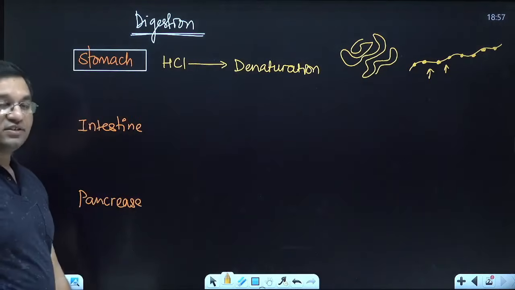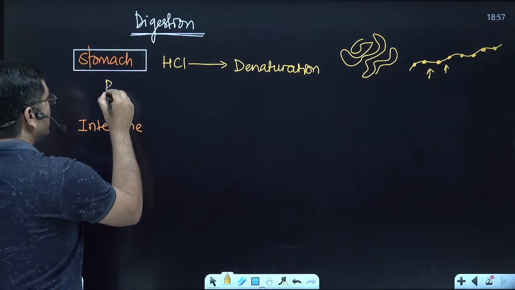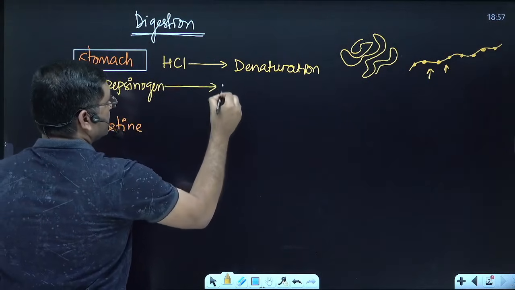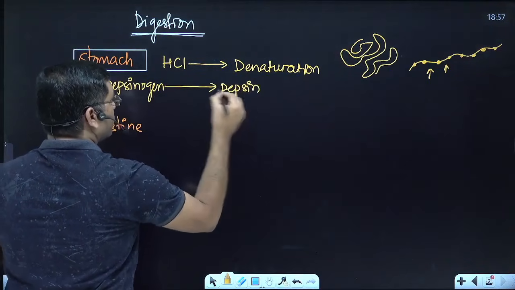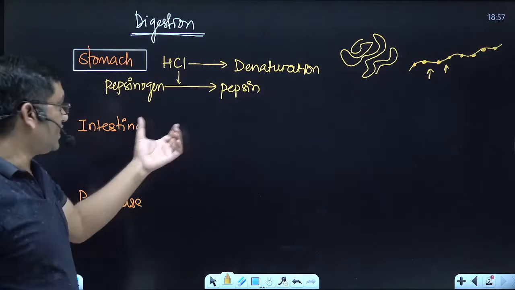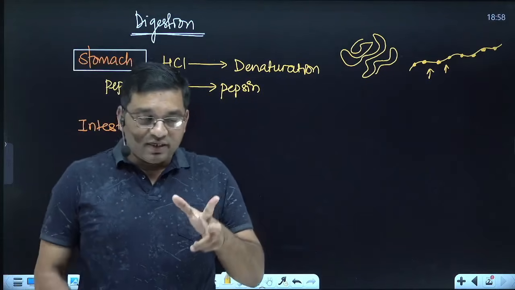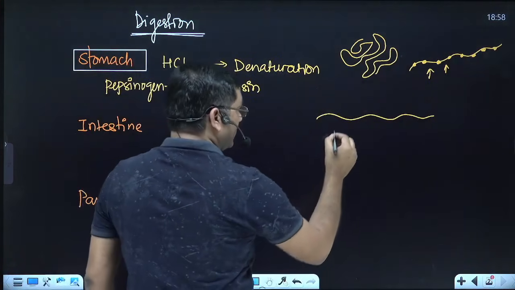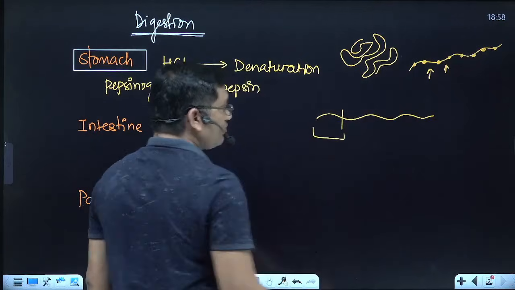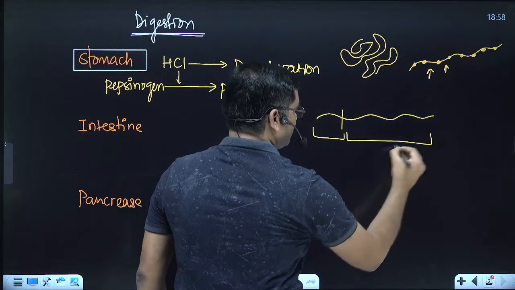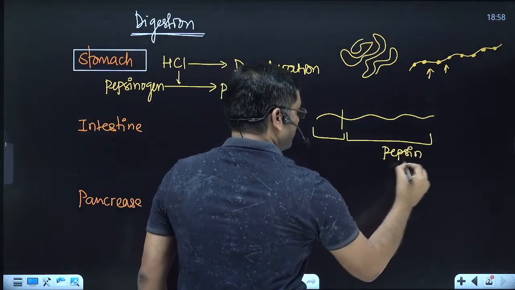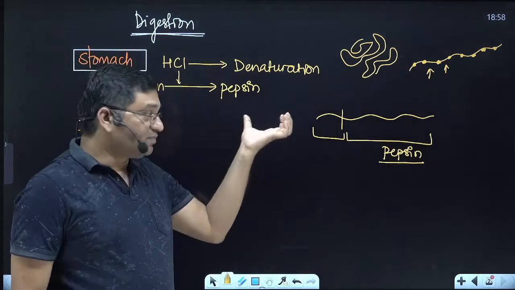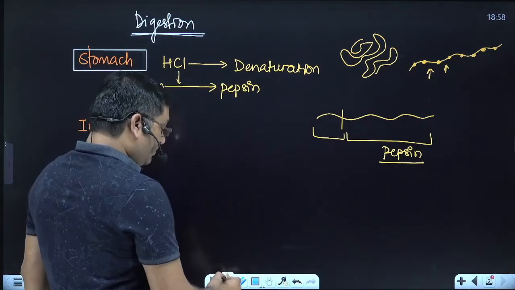The second important role of HCl is in the secretion of pepsinogen, which is converted into pepsin by the action of hydrochloric acid. Pepsinogen is activated into pepsin by proteolysis, by removing a small peptide. It is known as pepsin, and it is active in the acidic pH of the stomach. Pepsin is an endopeptidase.